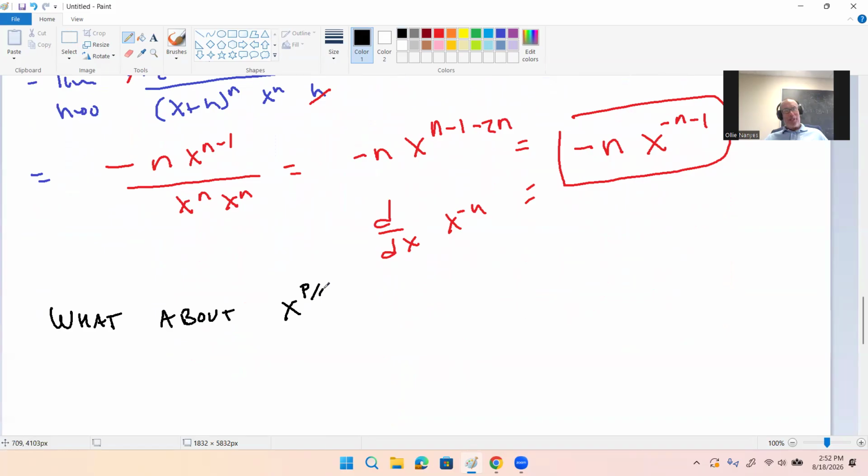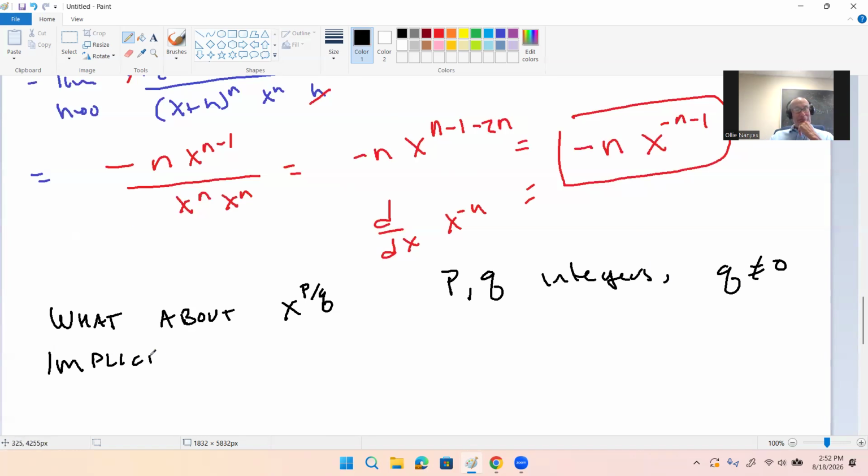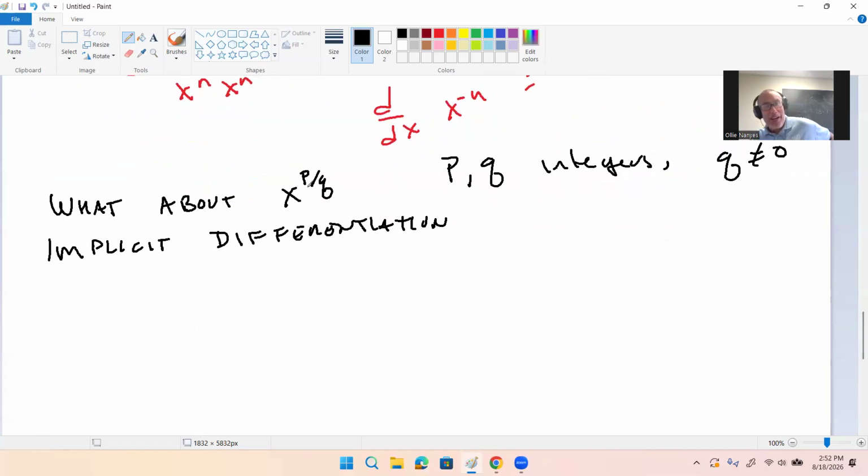X to the p over q, where p and q are integers, possibly negative, where q is not 0. And that would be things like square root of x and all this other stuff. Now here, what I'm going to do is use implicit differentiation, which does not depend on knowing what the derivative of a fractional power is. So what happens if you have this?